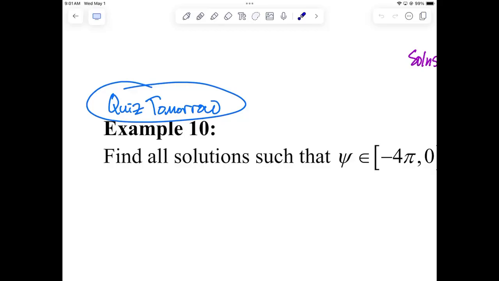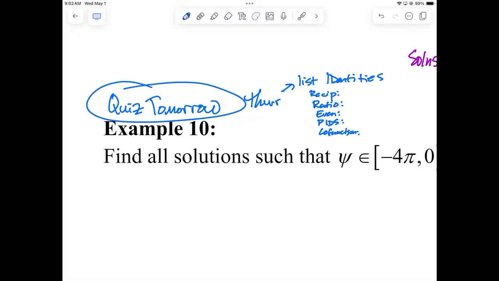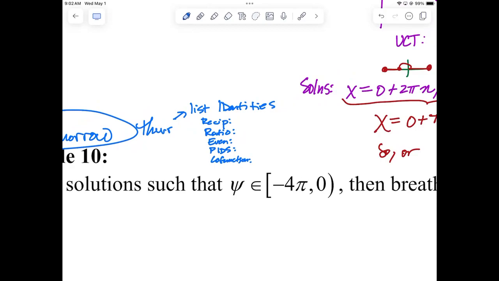So today is Wednesday. We're going to have a quiz tomorrow. That's going to be Thursday, a Thursday quiz. What is your quiz going to look like? You're going to have to list the identities, all of them. I'm going to say reciprocal identities, and you're going to list them all. I'm going to say ratio identities, and you're going to list the two. I'm going to say even-odd identities, and you're going to list them. I'm going to say PIDs, and you're going to list them. I'm going to say cofunction identities, and you're going to list them. Okay? It sure is a lot. I expect you to know a lot.